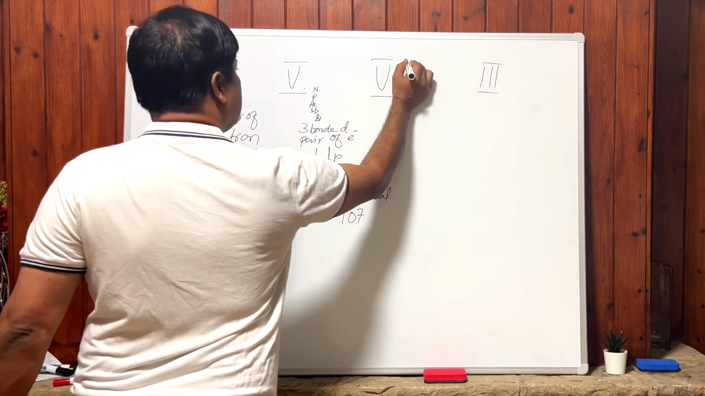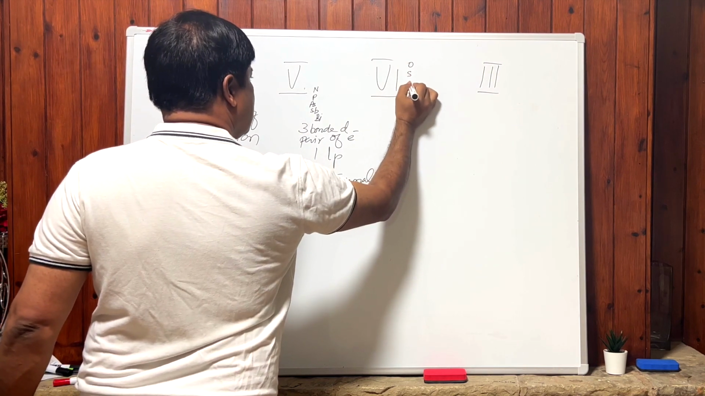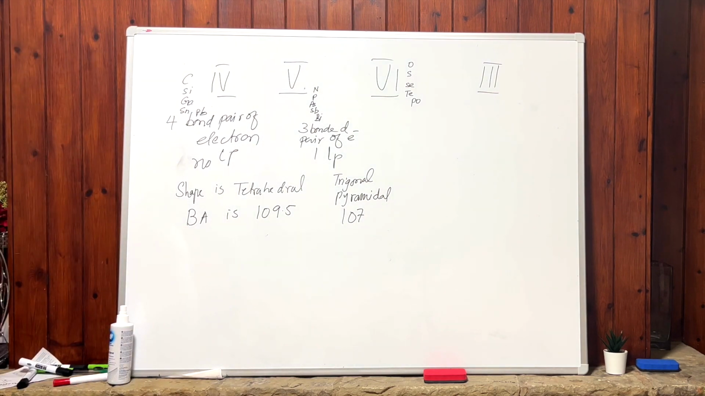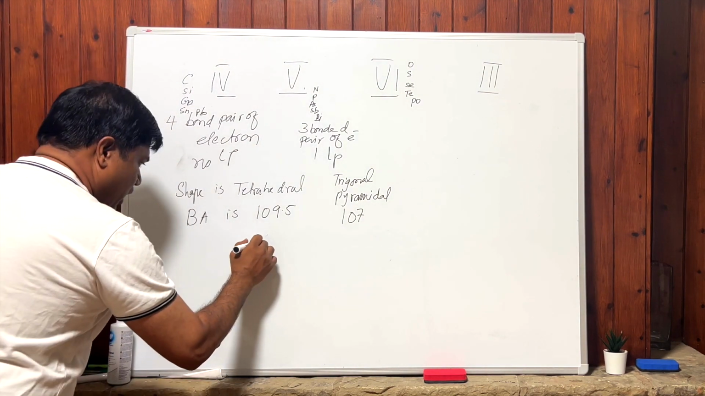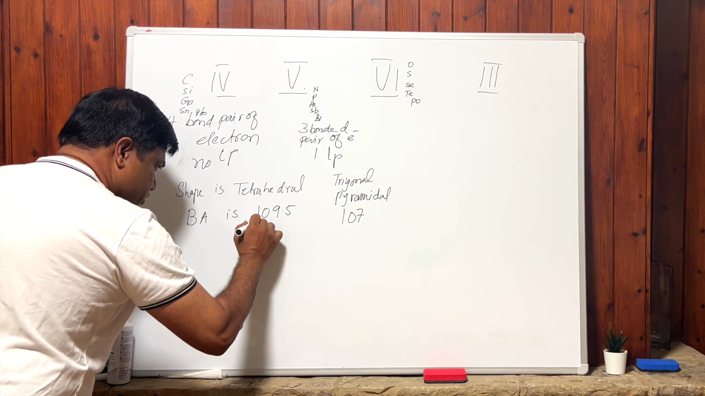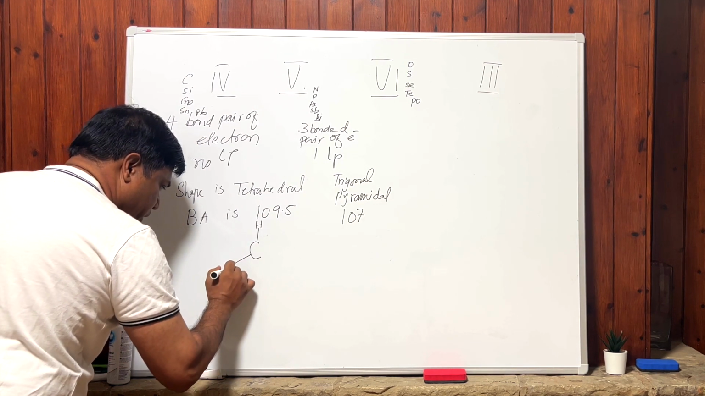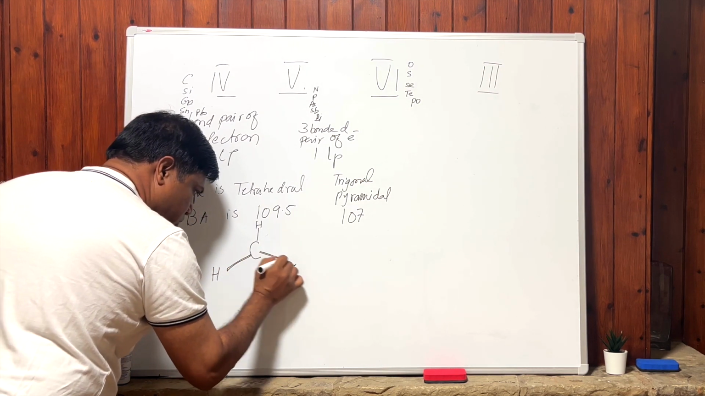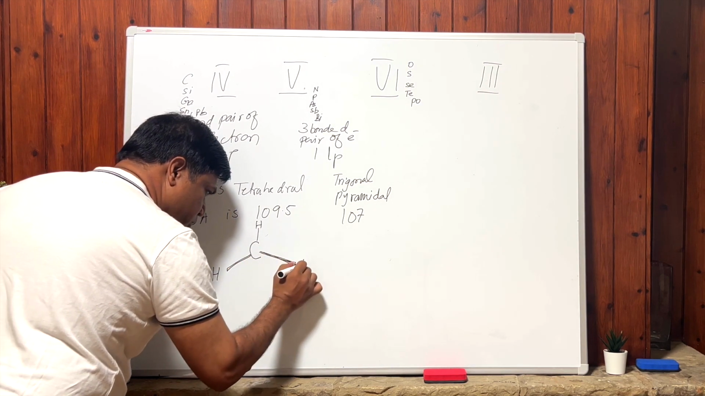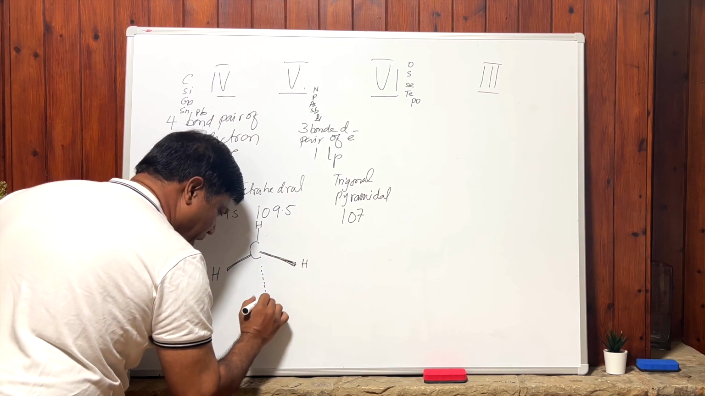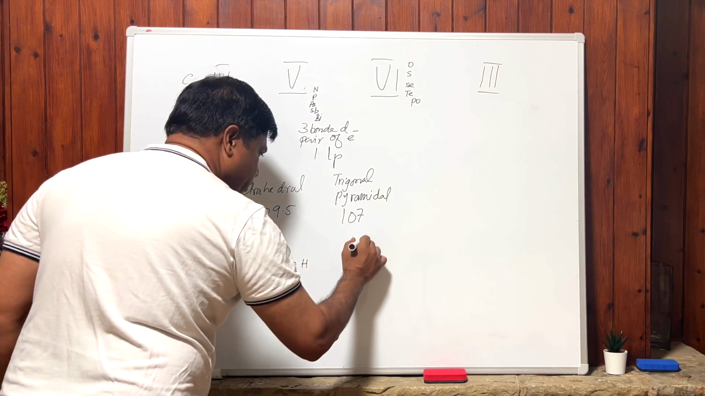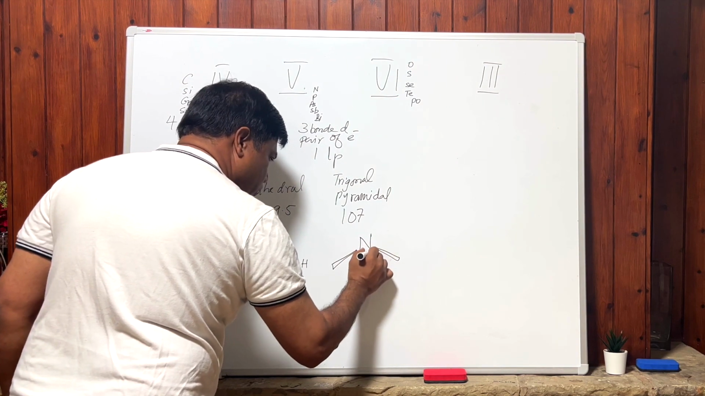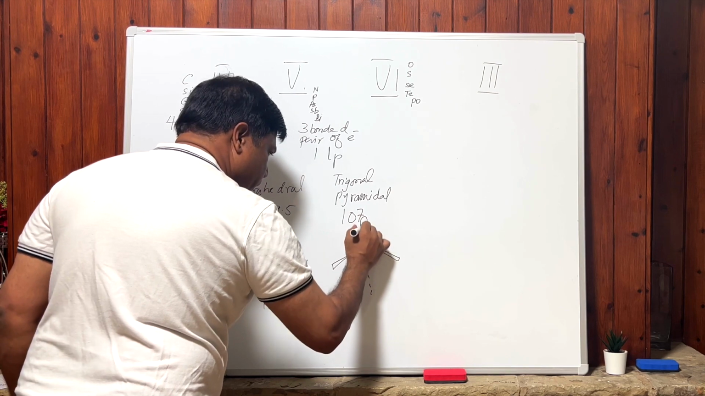Group 6: oxygen, sulfur, selenium, tellurium, polonium. Two bonded pairs of electrons. I'm sorry, I forgot the drawing, guys. This is a wedge bond, and this is dotted at the back. Ammonia also: two wedge, one dotted, with a lone pair.